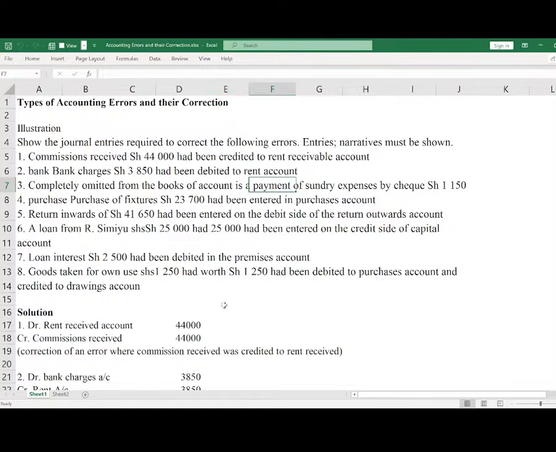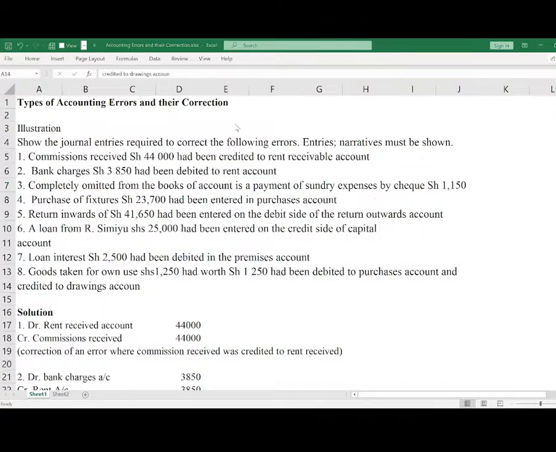So these are the solutions. Before we go to the solution, please take a screenshot as well as you can make a few notes on the questions. So this is our question. We need to answer these errors, and we are told to give narratives, or the narrations. So we start with number 1.